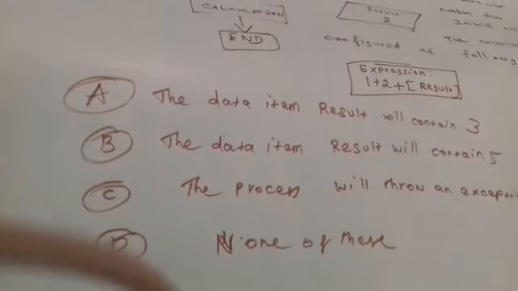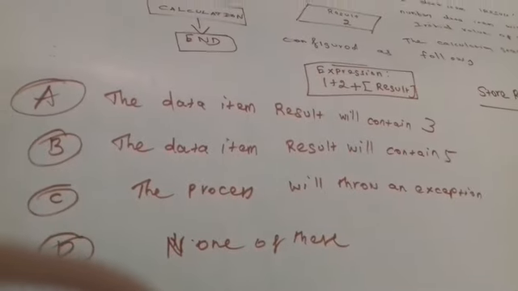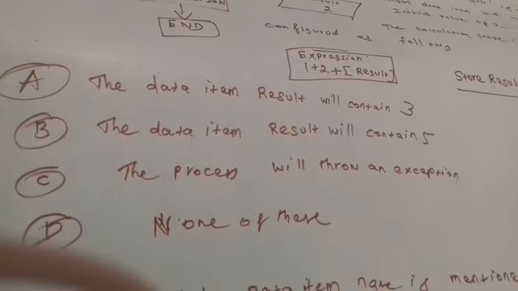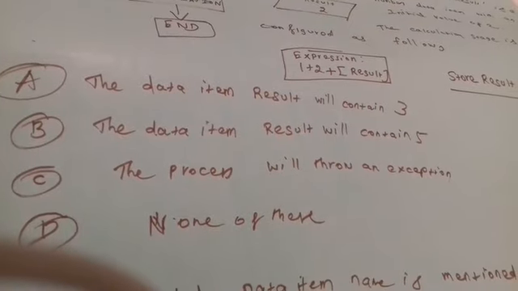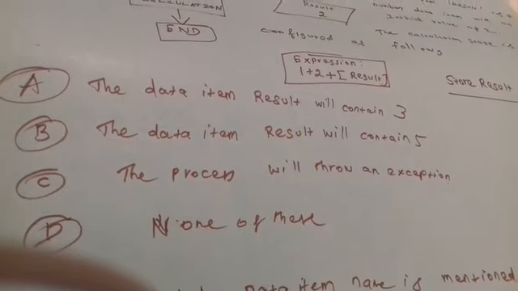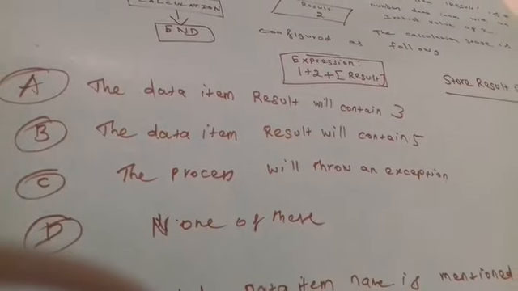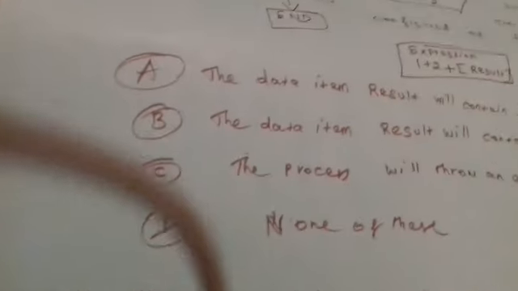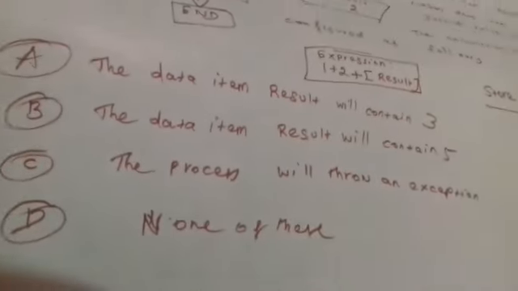The first option is that the data item result will contain 3. Check if it is 3 or not. Option B is that the data item result will contain 5. The expression is 1 plus 2 plus result. See, the data item is 2. It has to store the result in results. Option C is that the process will throw an exception.